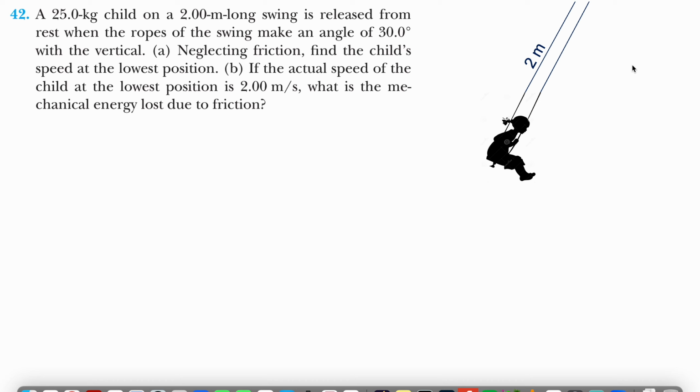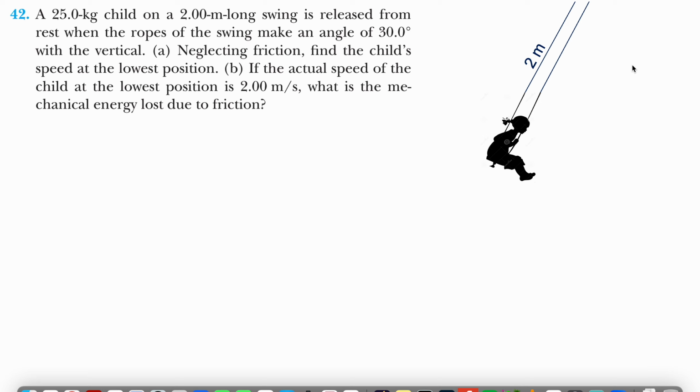Welcome, everybody. So, number 42 is a classic swing problem, and it's one that College Board loves to do, and it's a classic physics problem in its own sense. You've got a 25 kilogram child sitting on a 2 meter long swing. It's released from rest when the ropes of the swing make an angle of 30 degrees from the vertical. Neglecting friction, find the child's speed at the lowest position.